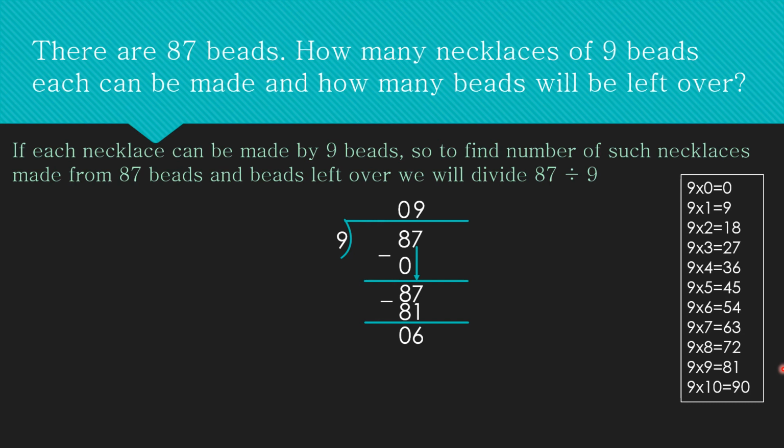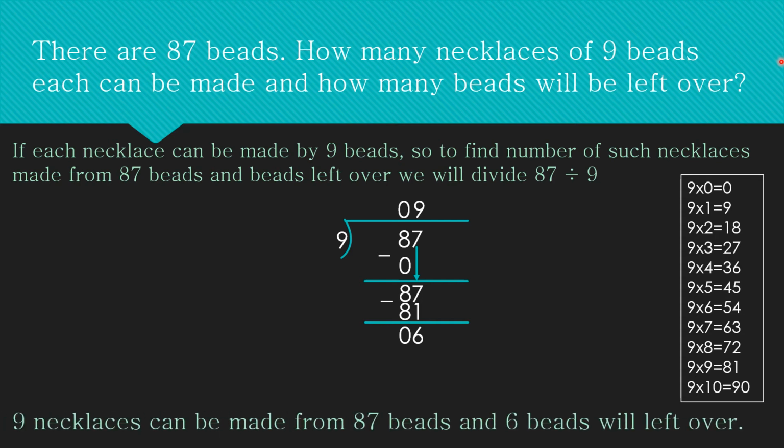So students, we can make 9 necklaces from 87 beads using 9 beads in each necklace, and 6 beads will be left. So we will write the final answer in statement. 9 necklaces can be made from 87 beads and 6 beads will be left over.